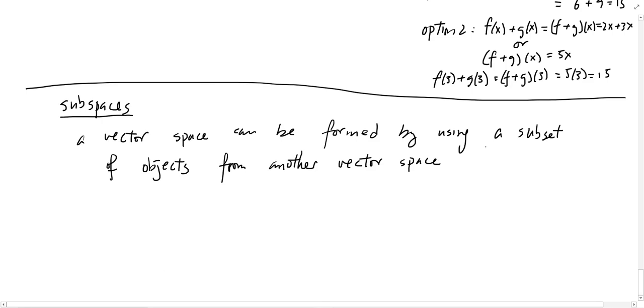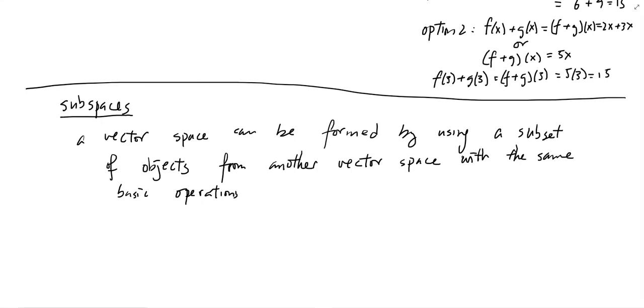From another vector space with the same basic operations. So we're not changing the operation to define the vector space, but we're just taking elements from this vector space, but not all the elements, just some smaller set of it to form a new vector space. And by definition, this vector space will have to be, quote-unquote, smaller in dimension than the vector space.